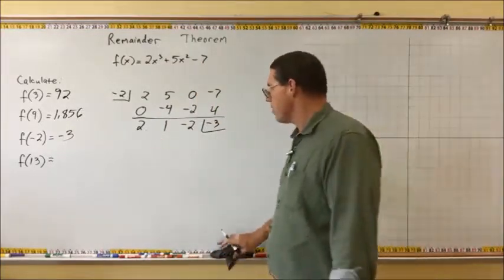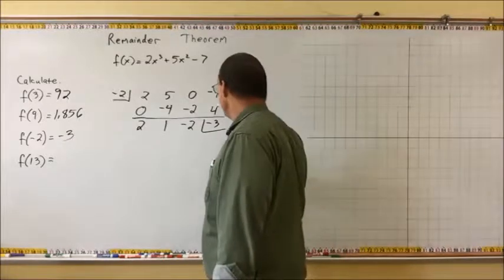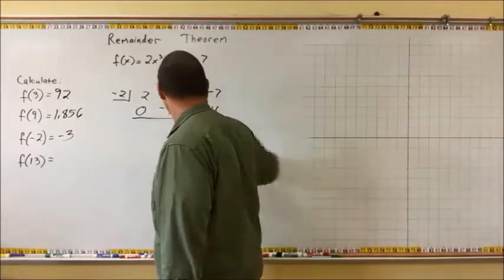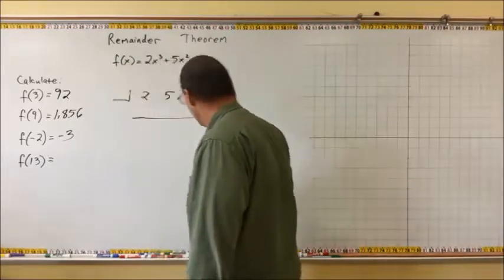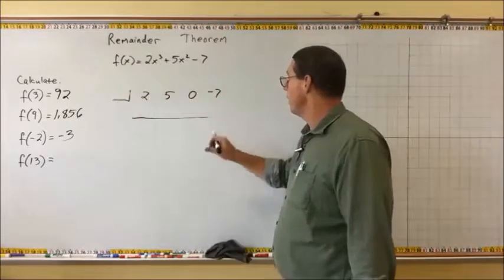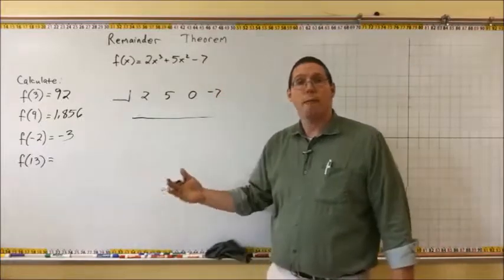Now let's try f of 13. That's an easy theorem, right? I mean, you're just using synthetic division and looking at the remainder. That's all you're doing. All right. Why don't you go ahead and try it? Pause the video.